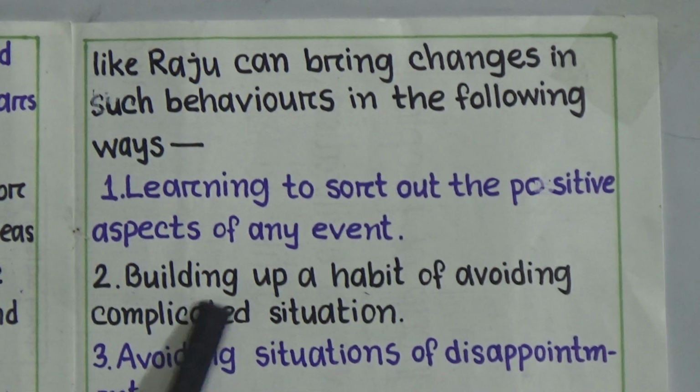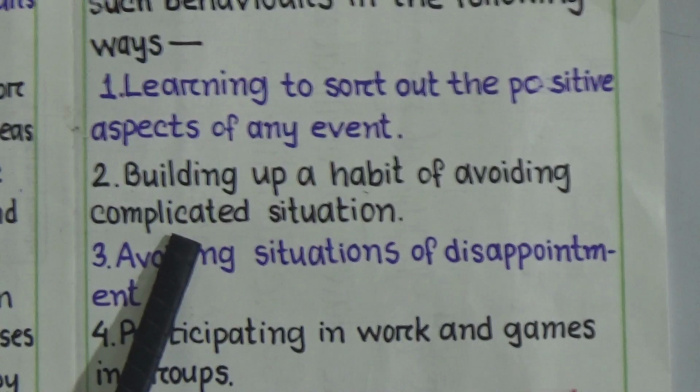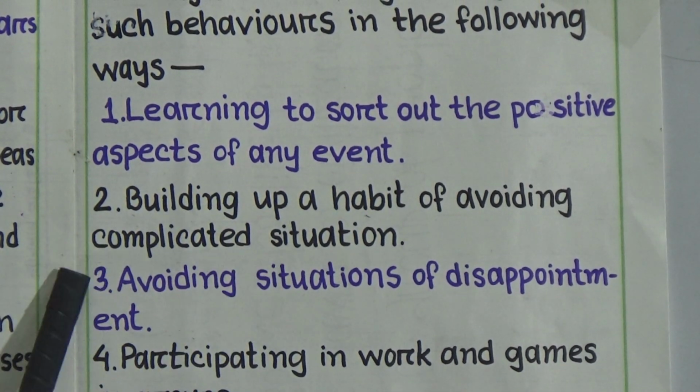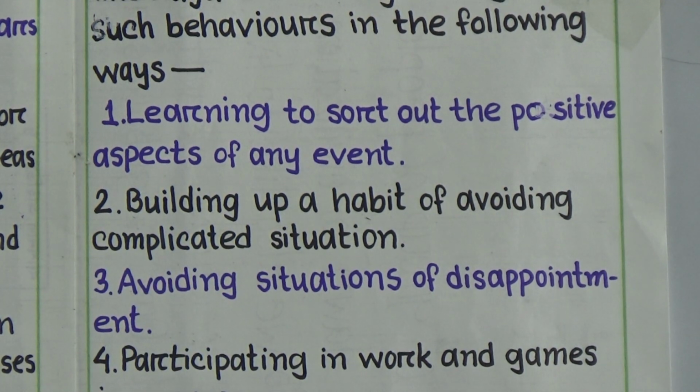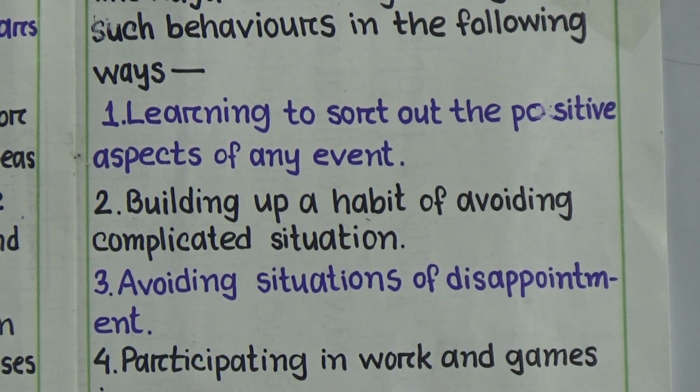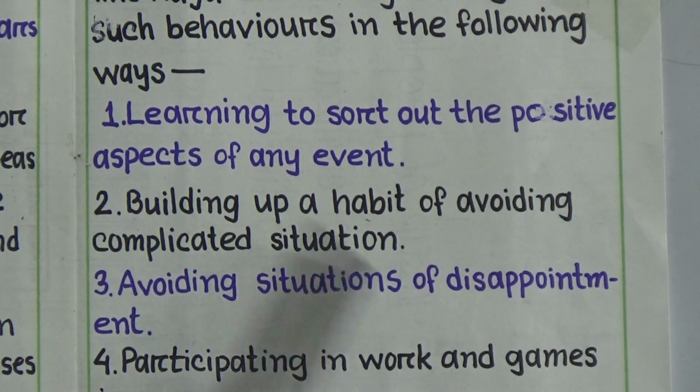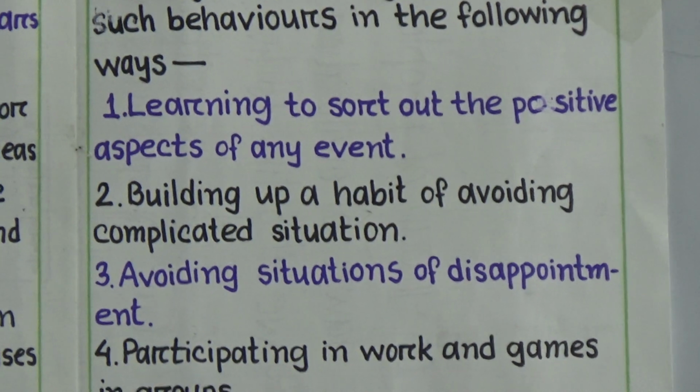Number 2, building up a habit of avoiding complicated situations. It means we find in our way many complicated situations or occurrences. We need to be positive, and we have to avoid this type of situation. And if it comes to us, we have to handle it positively. Number 3, avoiding situations of disappointment. We can't be disappointed.